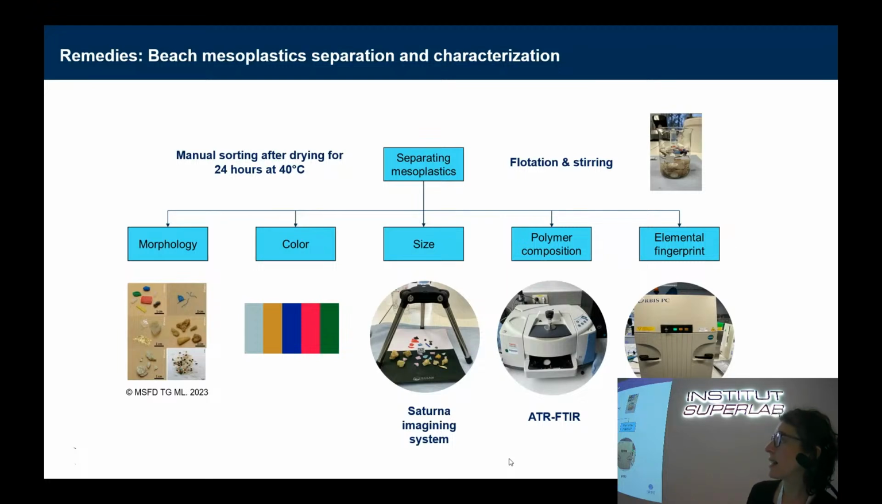For the size, I have to say that we were using the Saturna imaging system. It's produced in the USA, and basically gives you automatically the particle size of the mesoplastics. Of course, we use FTIR for the polymer composition and micro XRF for the elemental fingerprints.